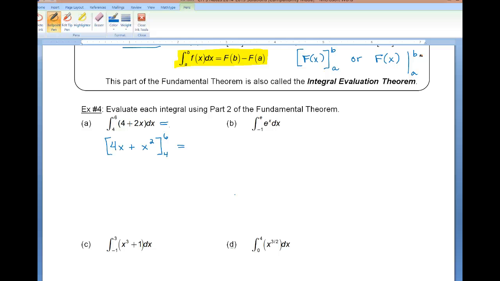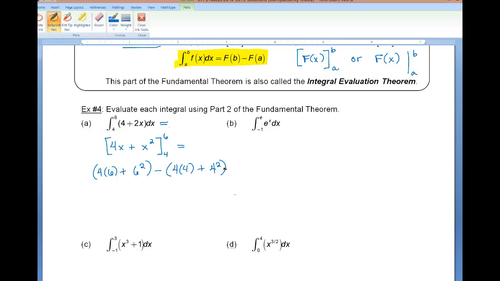Okay, now we plug in 6. So it's going to be 4 times 6 plus 6 squared minus, and then 4 times 4 plus 4 squared. What do we get? So the nice thing on this next test, when you have these types of problems, you can always check them on your calculator. I'll need to see some work to support, but you can just do the math.